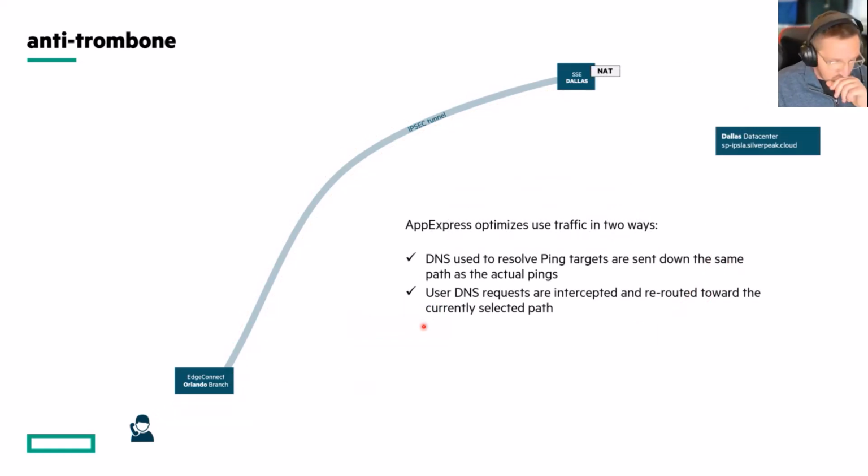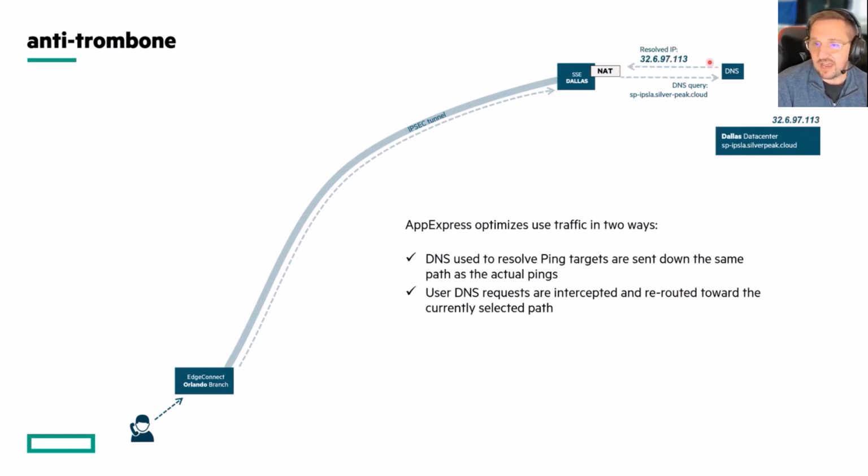So the EdgeConnect solves this in the way that you might be able to imagine. When we do a synthetic ping, or when the user goes to resolve a host name for an IP for an AppExpress domain, we will intercept that DNS query and send it the same path that we expect the user's subsequent TCP connections to go. We'll send it across the tunnel. That means now the DNS query emerges onto the internet from Dallas. That means it's going to get a Dallas IP address, or the IP address for a data center that's in Texas, not in Orlando.